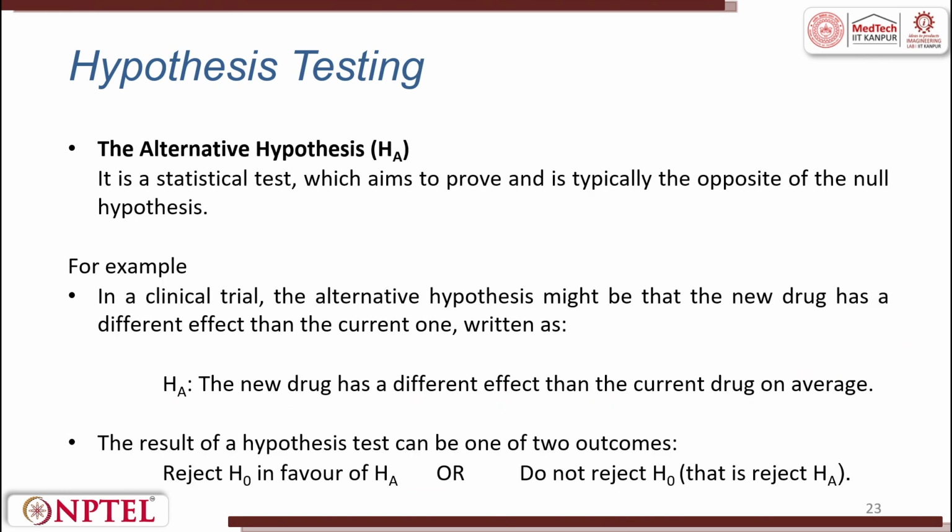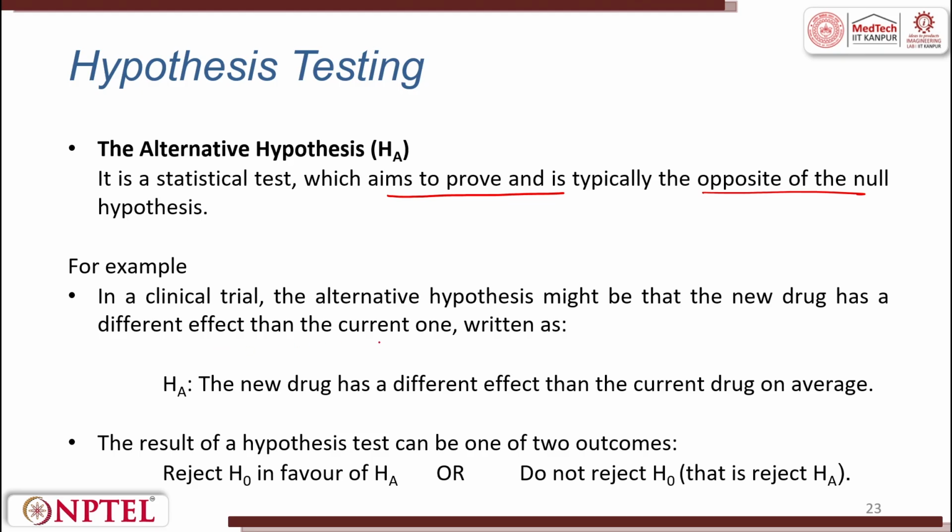The alternative hypothesis is there which aims to prove an alternative. When the null hypothesis is rejected, there is an alternative thing that is true. It is a statistical test which aims to prove and is typically the opposite of the null hypothesis.